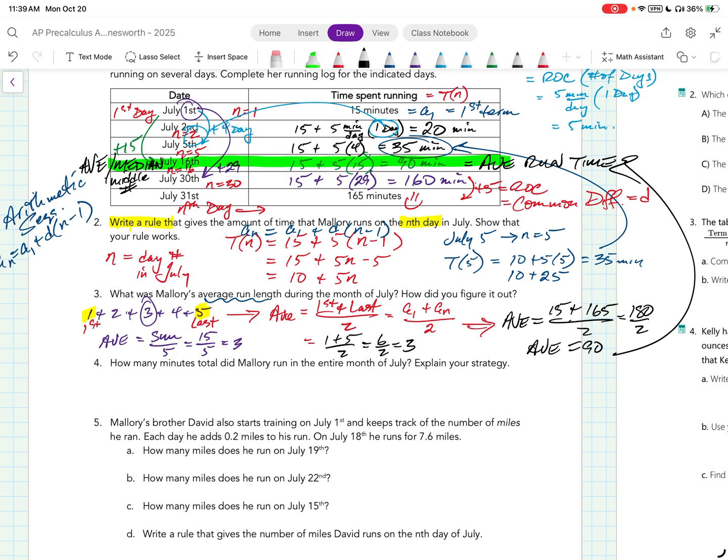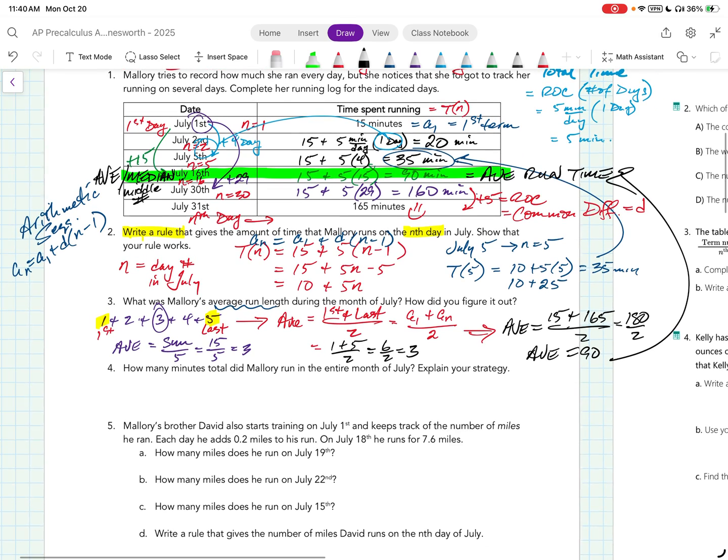Okay, there we go. So we have some key ideas forming already. We know the arithmetic sequence formula. We know how to find the average of a sequence of terms using only the first and last, and not all of them, which is kind of nice. And the next major thing is how do you find the minutes total for the entire month?